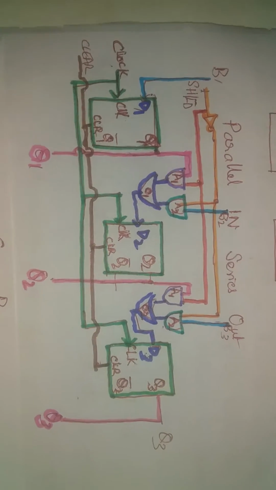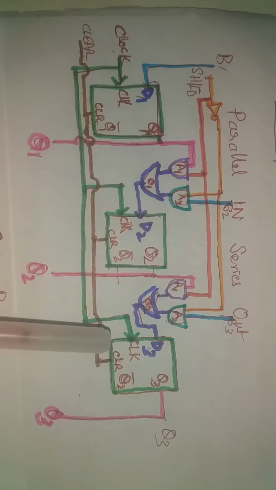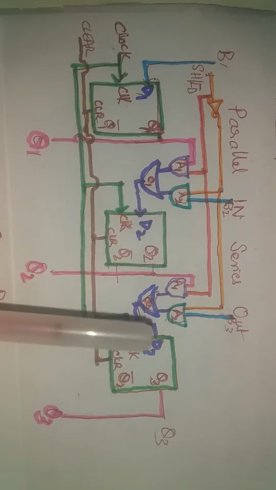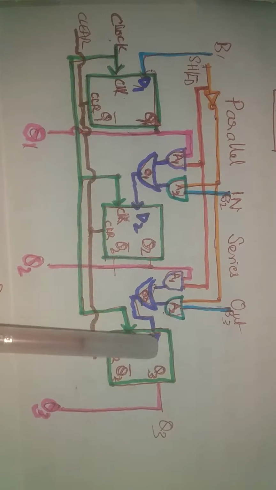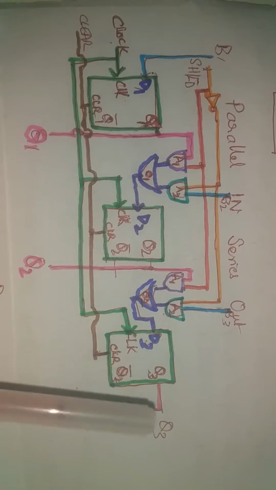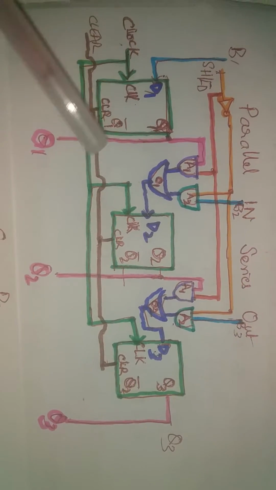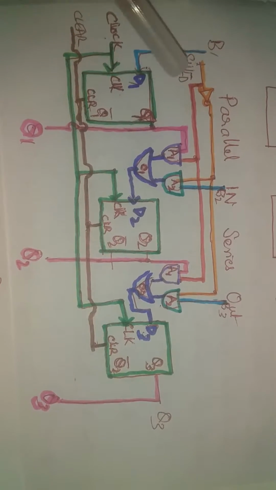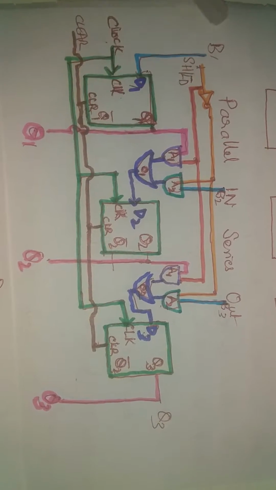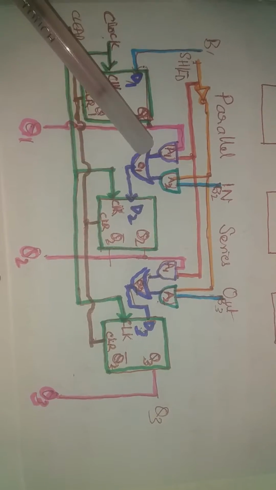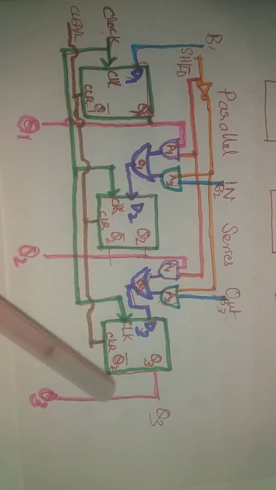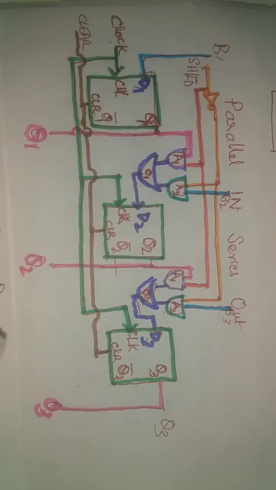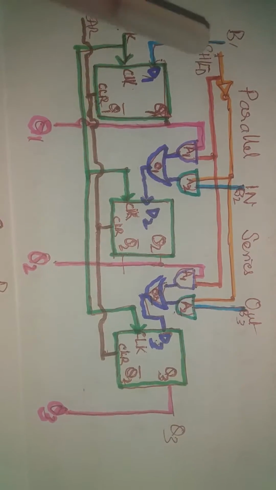Similarly, B3, which is the output of AND gate A2, is now available at the output of OR gate O2, and this is now the input to D3. So B3 is available at D3. Okay, B1 is available at D1. Now when the clock goes high, what happens? Q1 is equal to B1, Q2 becomes B2, and Q3 becomes B3. Okay, that is how the data is shifted parallelly.